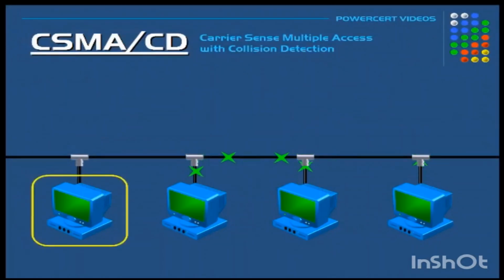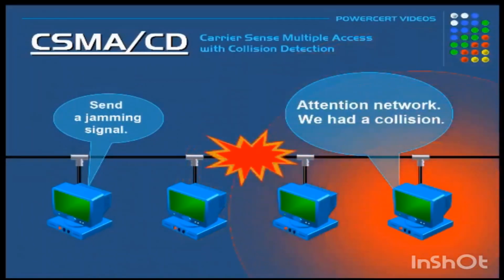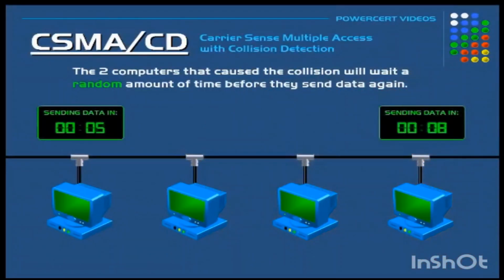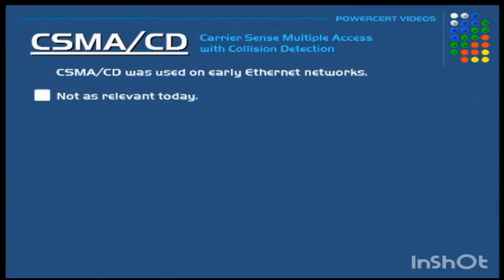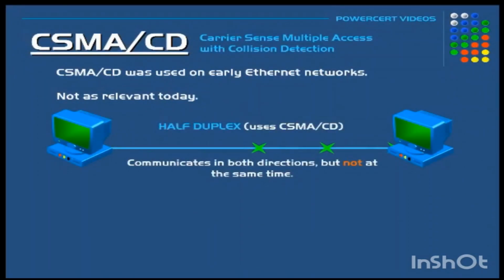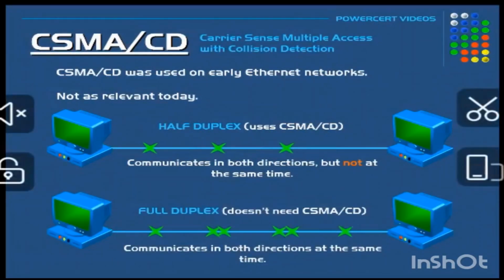Due to this collision, one computer sends a jamming signal, and this jamming signal notifies all the other computers on the network that a collision has happened. After the computers receive the jamming signal, the two computers that caused the collision will wait a random amount of time before they send data again. The wait time must be random for each of the computers so that the collision does not happen again. As stated before, CSMA-CD was used on early Ethernet networks, and it is not as relevant today due to the advancement in network technology. It was only relevant in the older half-duplex networks, where data communicates in both directions but not at the same time. Today, we use full duplex networks, where data communicates in both directions at the same time.